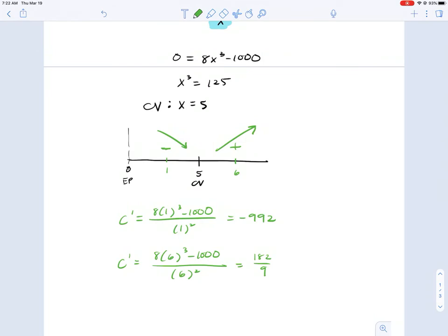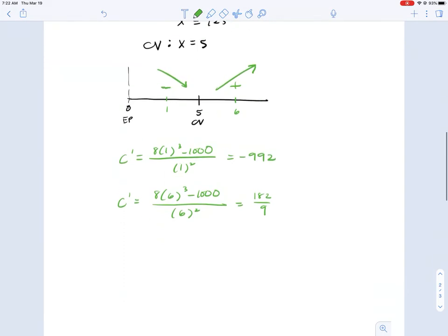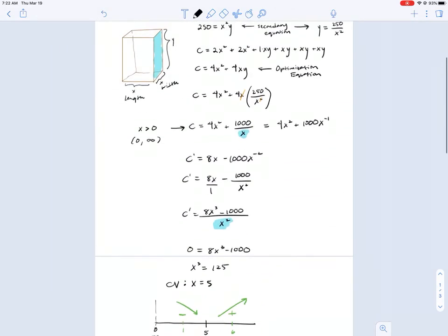So on the interval from 0 to positive infinity, where our cost equation is defined, the graph would end up going from decreasing to increasing when x is equal to 5, making x equal to 5 the location of the absolute minimum for our cost equation on that interval. So remember I told you guys that this is enough work. Now you can write your sentence.